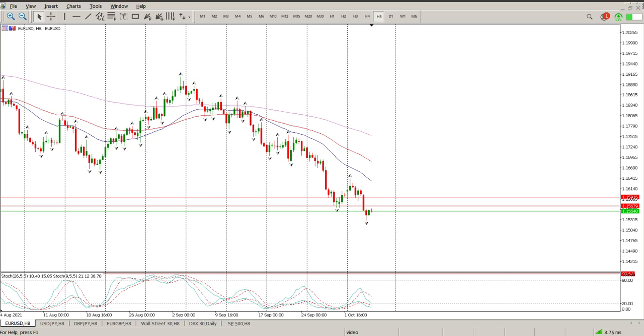So, what a whirlwind day yesterday on Forex. I think the only one that really played out was Euro USD. So, let's get straight into it. At the moment, we're clearly in a downtrend. We clearly have dollar strength here.